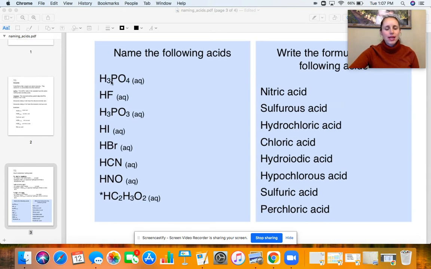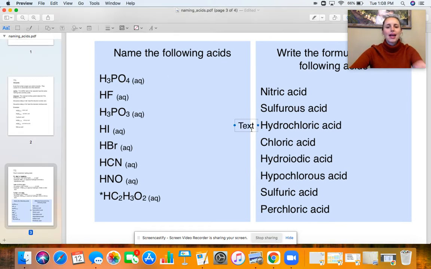In order to name them, first of all, I have to consider, is it an oxo acid or is it a binary acid? In this case, I've got an oxygen. It's an oxo acid, so you're not going to see that hydro up front. Now all I have to do is determine, does this have an "ate" or an "ite" ending? This here is phosphate, so it's going to have that "ic" ending. So instead of phosphate, I'm going to call it phosphoric, and then it's going to have that ending acid. So this is going to be an example of phosphoric acid.